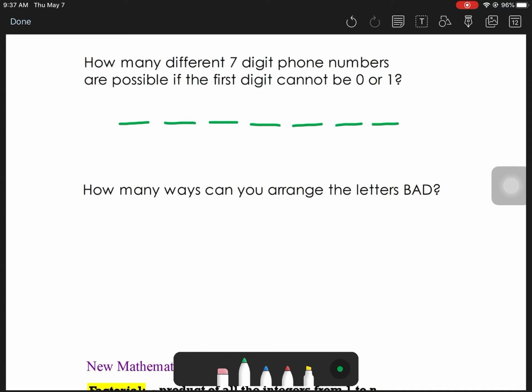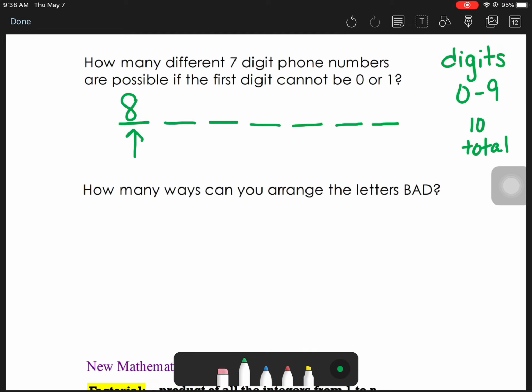for a phone number. And in our system, when we're talking digits, we can only use the numbers 0 through 9. Because all of the numbers in our number system are made up of those numbers. And if we were to count from 0 to 9, we know that we have a total of 10 different digits in our system. Now, if we say that our first number cannot be a 0 or a 1, that means I only have 8 numbers to choose from.